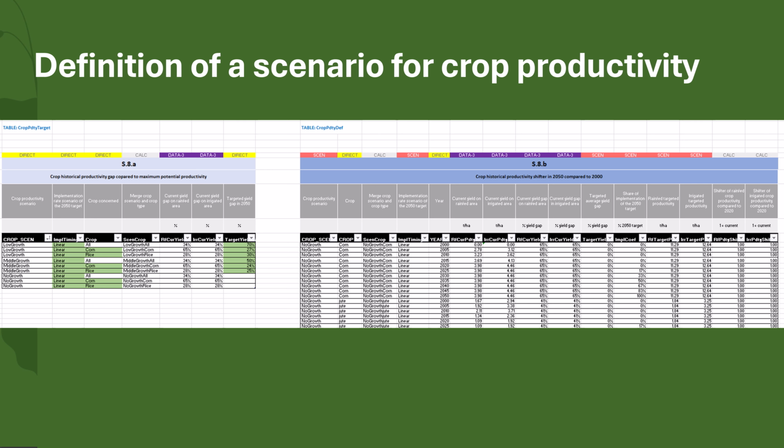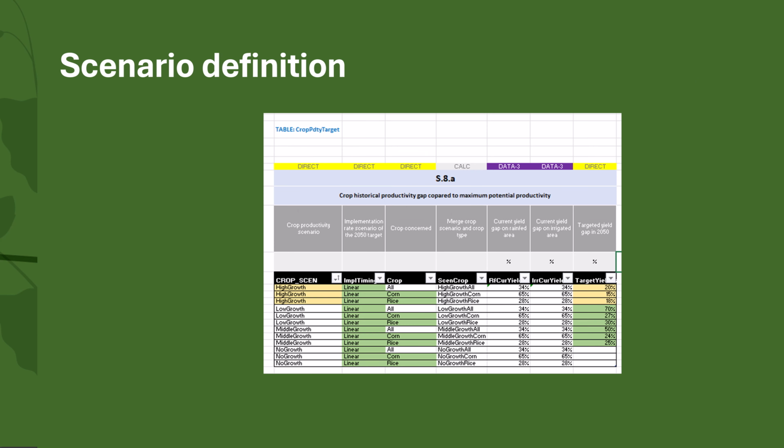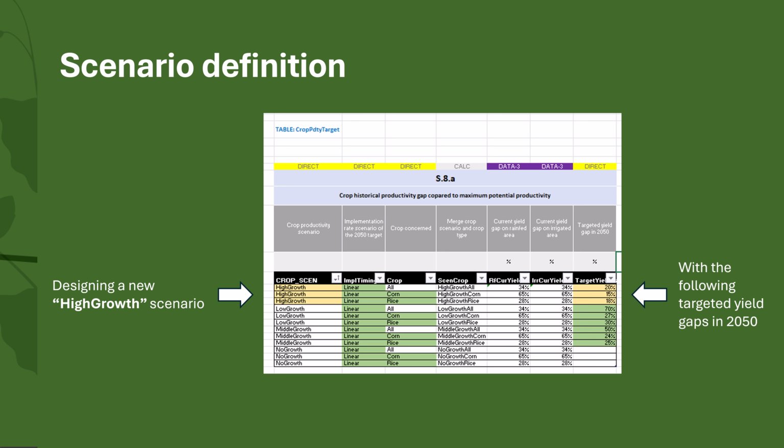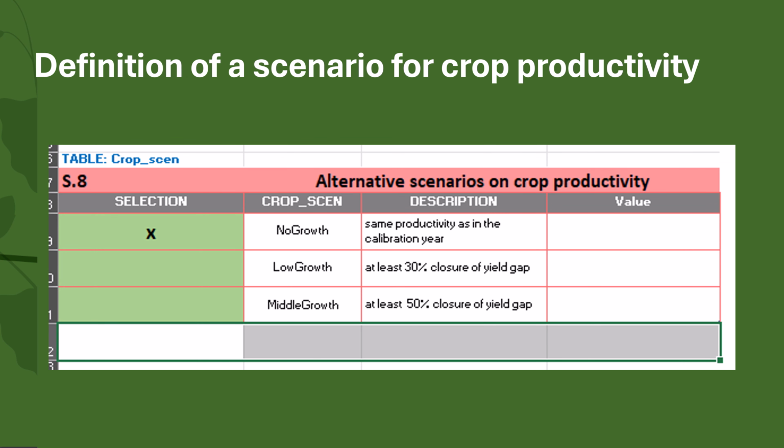The first step is to add a new row to the table, crop productivity target, which is the table on the left. Give the new row a name, for example, high growth. Here we have our new scenario for crop productivity. In this scenario, we have a yield gap in 2050 of 20% for all crops, of 15% for corn, and 15% for rice.